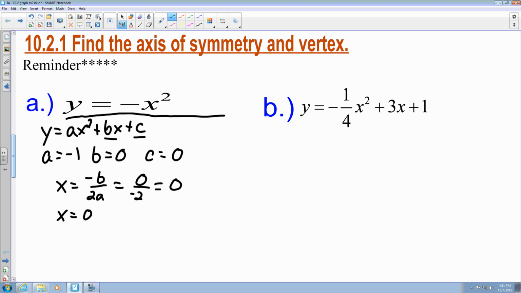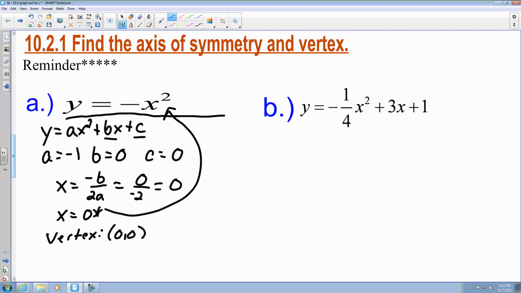And now what we do to find the vertex, we know the x value is 0, and now all we have to do is substitute in this value here into x, and we plug in the 0. That means y equals 0, so our vertex is at 0, 0. That one was kind of simple, so let's try one that's a little bit less simple.